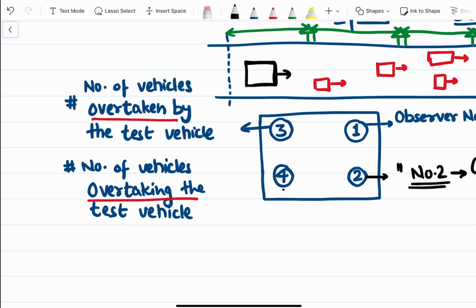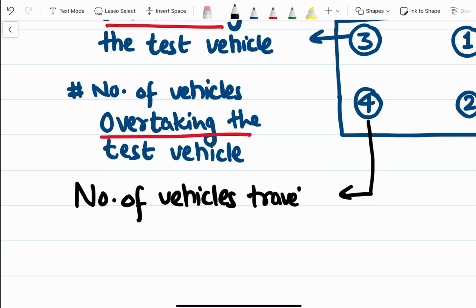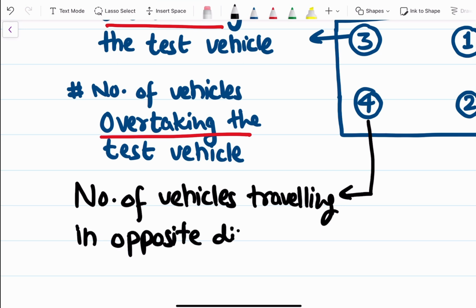Then we have observer number four, and observer number four records the number of vehicles that are traveling in the opposite direction of the test vehicle.